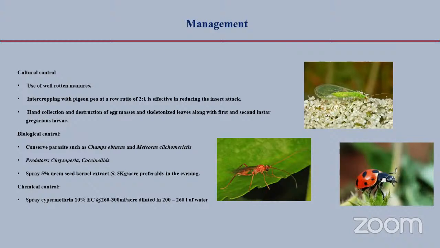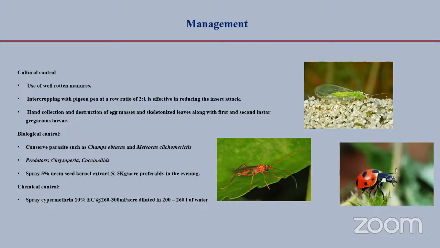And when you come to biological control, it is very important to conserve the parasites and predators in the field itself. So you have to maintain ecological engineering. So parasites like Shams obtusus, then Meteorus clycomeritis, then predators like Chrysoperla and coccinellids should be maintained in the field. Then you have to spray 5% neem seed kernel extract at the rate of 5 kg per acre, that is preferably in the evening, since they are known to feed mostly in the night time.